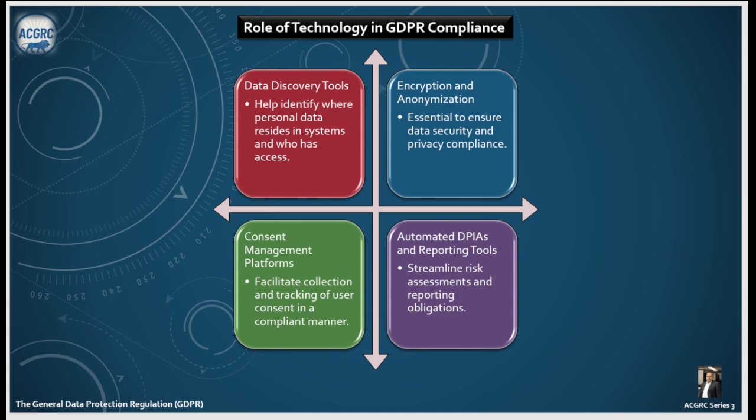The next is encryption and anonymization, essential to ensure security and privacy compliance. Well, simply put, encryption is a way to lock personal data so that only the right people can read it. In simple words, even if someone steals the data, they can't read it without the key.